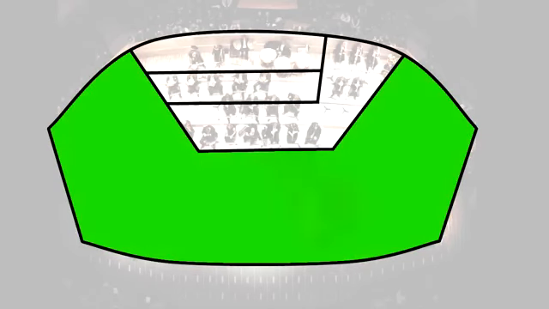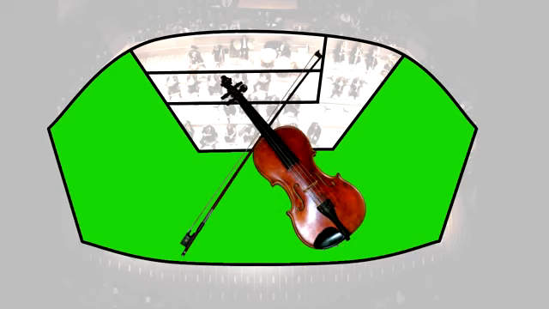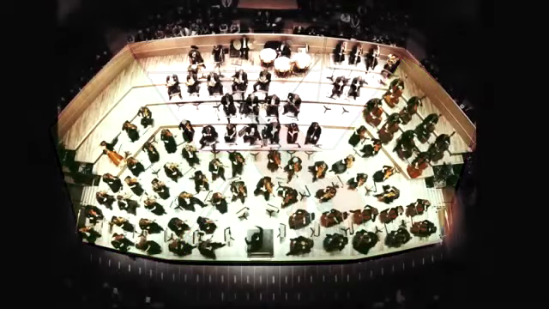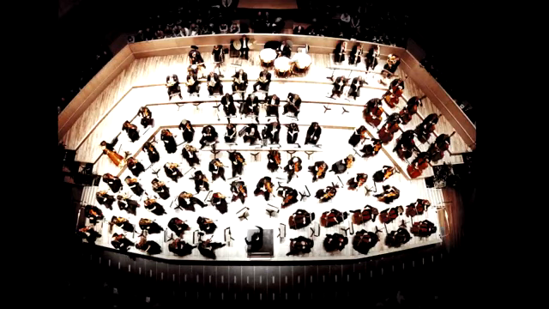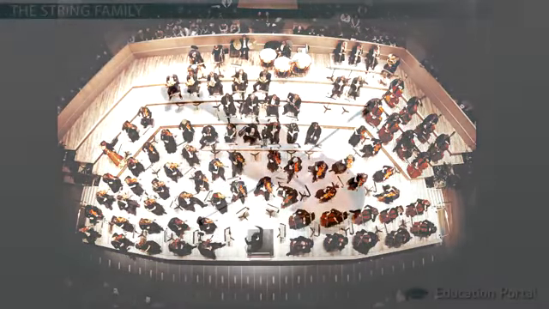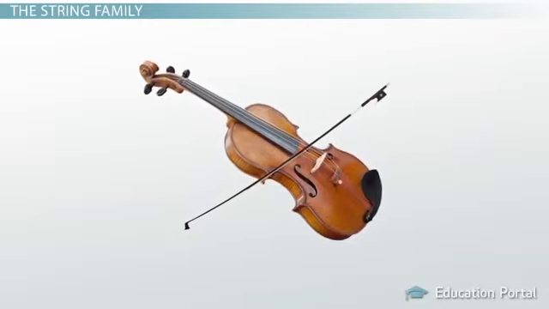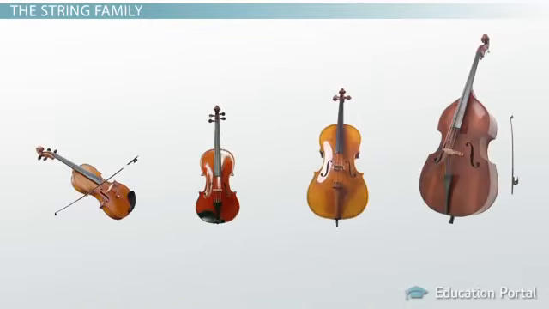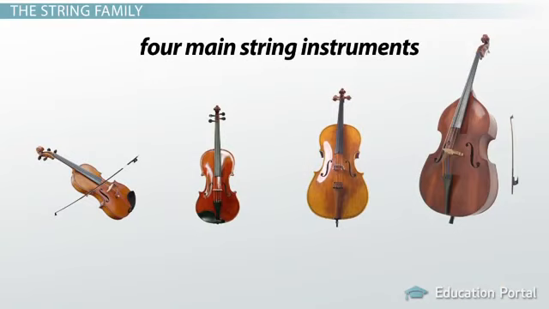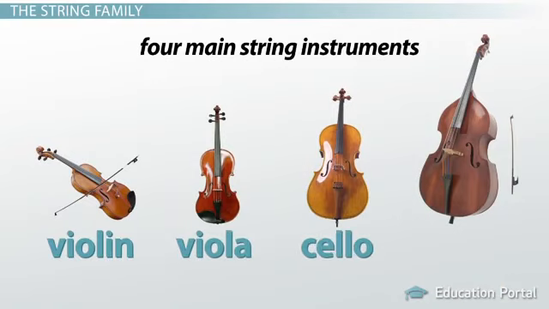When you think of the orchestra, you most likely think of the violin, or at least some sort of string instrument. This is probably because they make up the majority of the instruments in the orchestra, so good thinking. All string instruments use string vibration to produce sound, so it makes sense that they are called the string family. There are 4 main string instruments. These are the violin, the viola, the cello, and the bass.